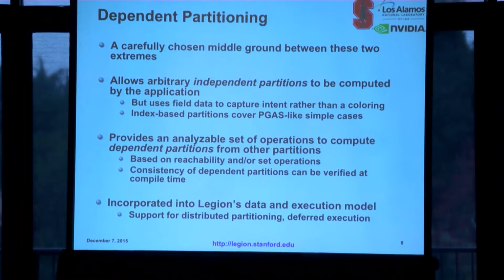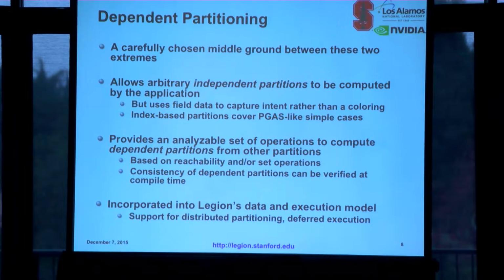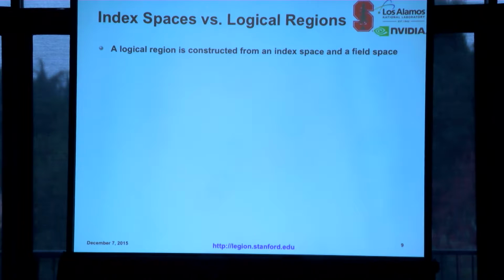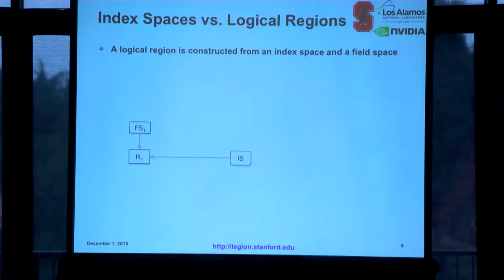I'm now going to take a brief digression and talk about index spaces versus logical regions. The two get used almost interchangeably in some cases, and I want to make it clear how they differ. As we talked about before, a logical region is constructed from an index space and a field space. So if I've got this R1 here, the way we built that was by specifying a particular index space, this IS, and a particular field space, FS1 here.